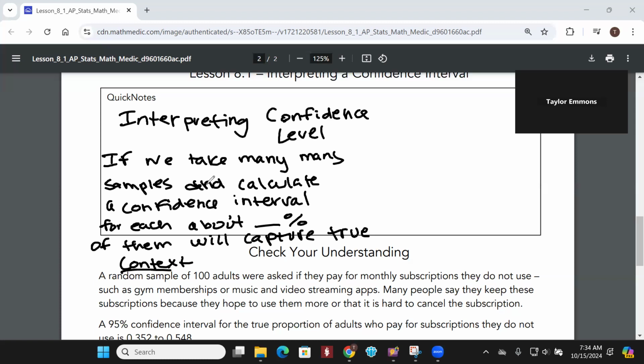So when we talk about part B on the check your understanding, that's the phrase you're going to use on part B. No, that's the confidence interval. Okay. And then the other thing that we talked about is the margin of error.